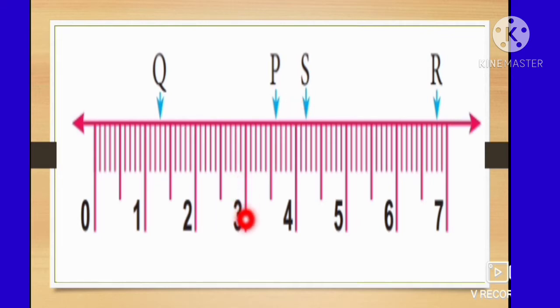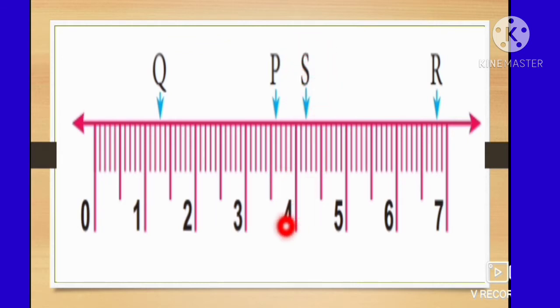And then what about P? So P lies between 3 and 4, and also 3 and 4 is divided into 10 equal parts, and here after 3 the line will be 3.1, 3.2, 3.3, 3.4, 3.5, 3.6. So the sixth part. So the point P lies in the sixth part of these numbers. So P is equal to 3.6.